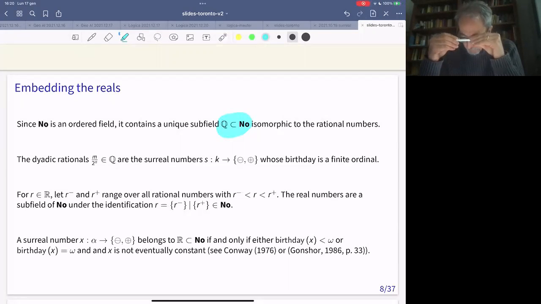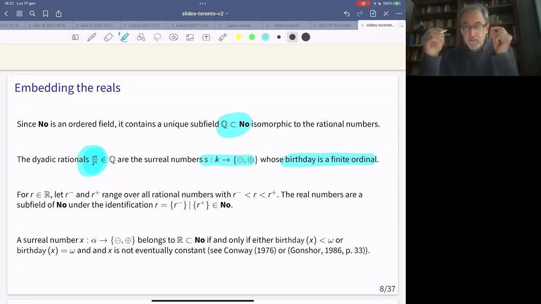Okay, we have already seen some rational numbers. Those appearing at the finite levels of the tree are just the dyadic rationals, namely where the denominator is a power of 2. So the rationals of this form correspond to finite levels of the tree, namely in binary, they are just finite binary sequences. The birthday is finite. So these are the dyadic rationals.